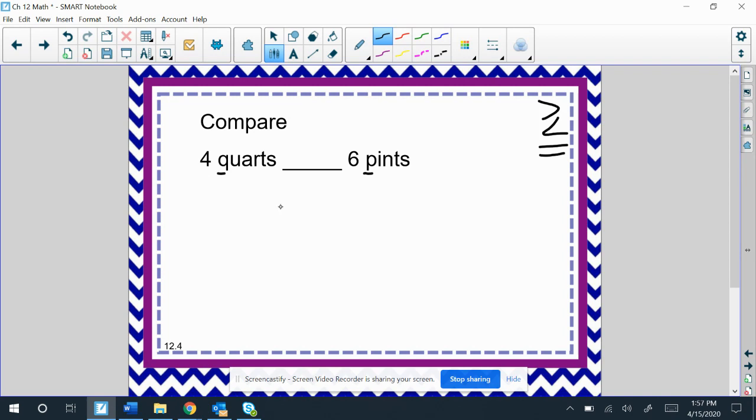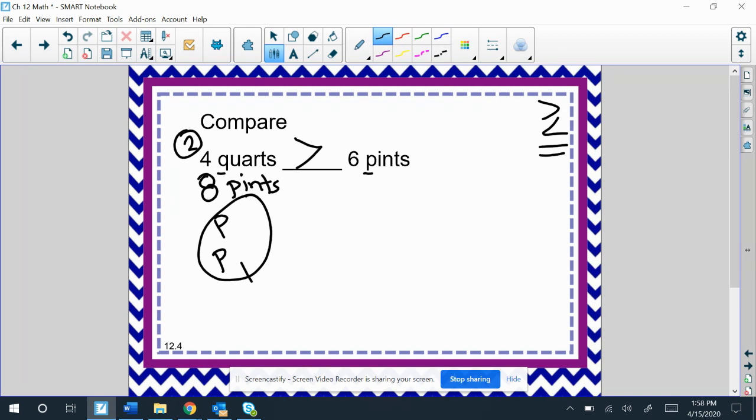I'm going to draw a quart, and I'm going to change 4 quarts into pints. Well, there are 2 pints in each quart, so I'm going to put a 2 and circle it. 2 times 4 is 8. I have 8 pints. Which one's bigger now? 8 pints or 6 pints? This one is larger, so that means 4 quarts is also larger.